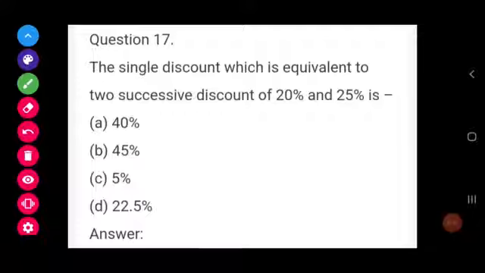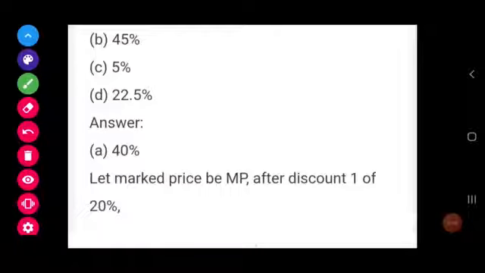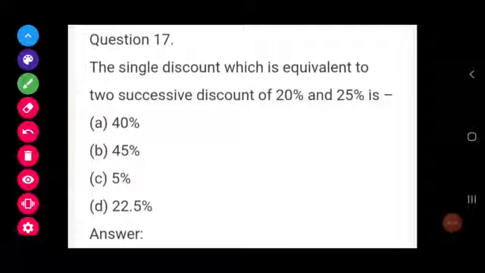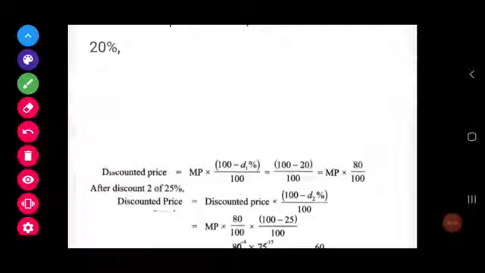Next question number 17. The single discount which is equivalent to two successive discount of 20% and 25%. So we need to find the single discount value which is equal to two successive discount of 20% and then 25%. First we have to take the market price. First discount percentage is 100 minus D1 percentage divided by 100, which is equal to first discount we are going to give 20. So 100 minus 20 divided by 100 into MP. So 80 divided by 100 into MP.